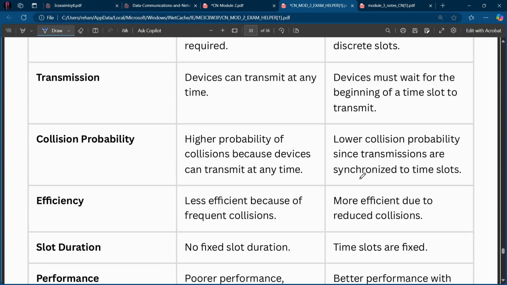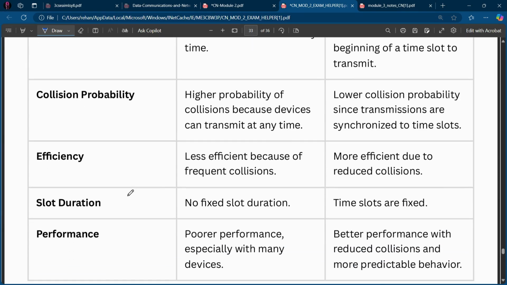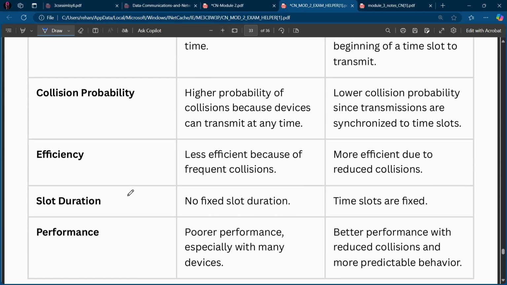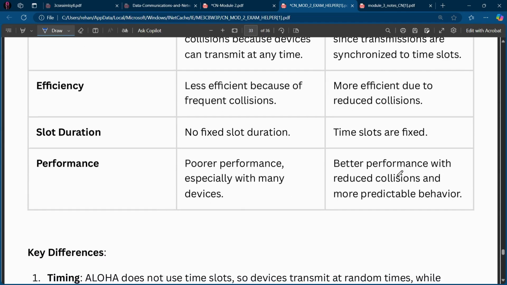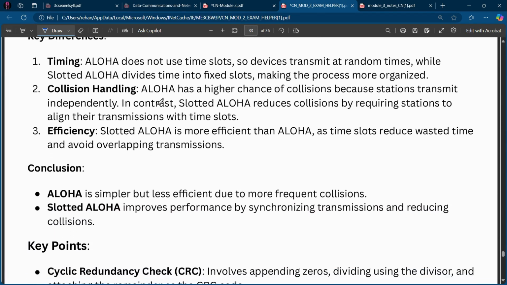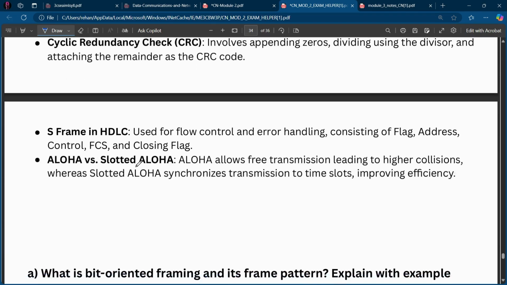Collision is higher in pure Aloha and lower in slotted Aloha. Efficiency is less in pure Aloha because of higher collision, and more in slotted Aloha because of lower collision. Slot duration: no slot duration in pure Aloha, but slotted Aloha has slot duration. Performance is poorer in pure Aloha and better in slotted Aloha. So these are the key differences, conclusions and key points. We'll move on to the next question.